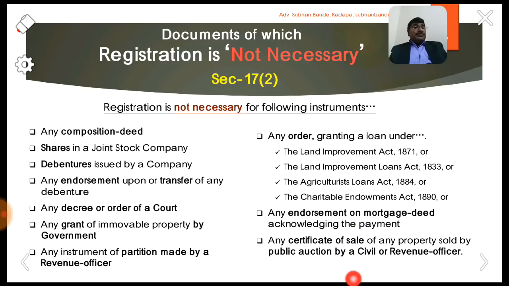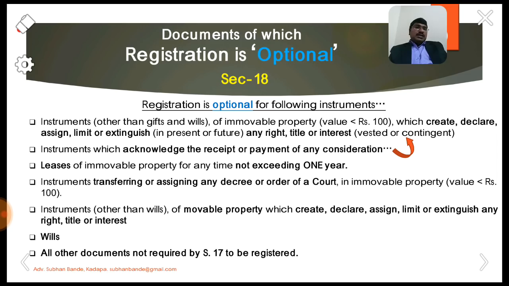Any certificate of sale of any property sold by public auction by a civil or revenue officer: if any property is sold by a party in a public auction which is conducted by a civil officer or revenue officer, for such instruments registration is not necessary. It is specified under Section 17(2). Next, the third category of documents.